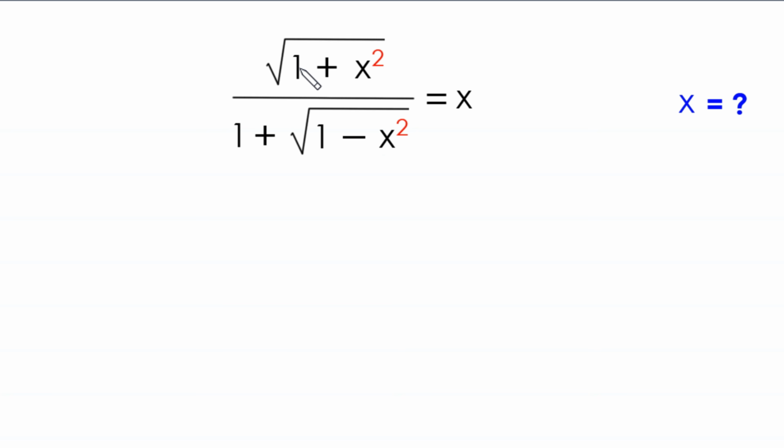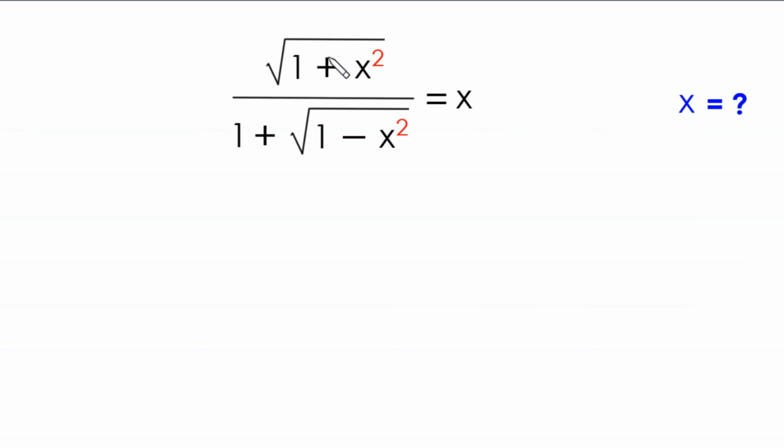The square root of 1 plus x squared, divided by 1 plus the square root of 1 minus x squared, equals x. Our job is to find all possible values of x. So let's start. First we define the domain of this equation.